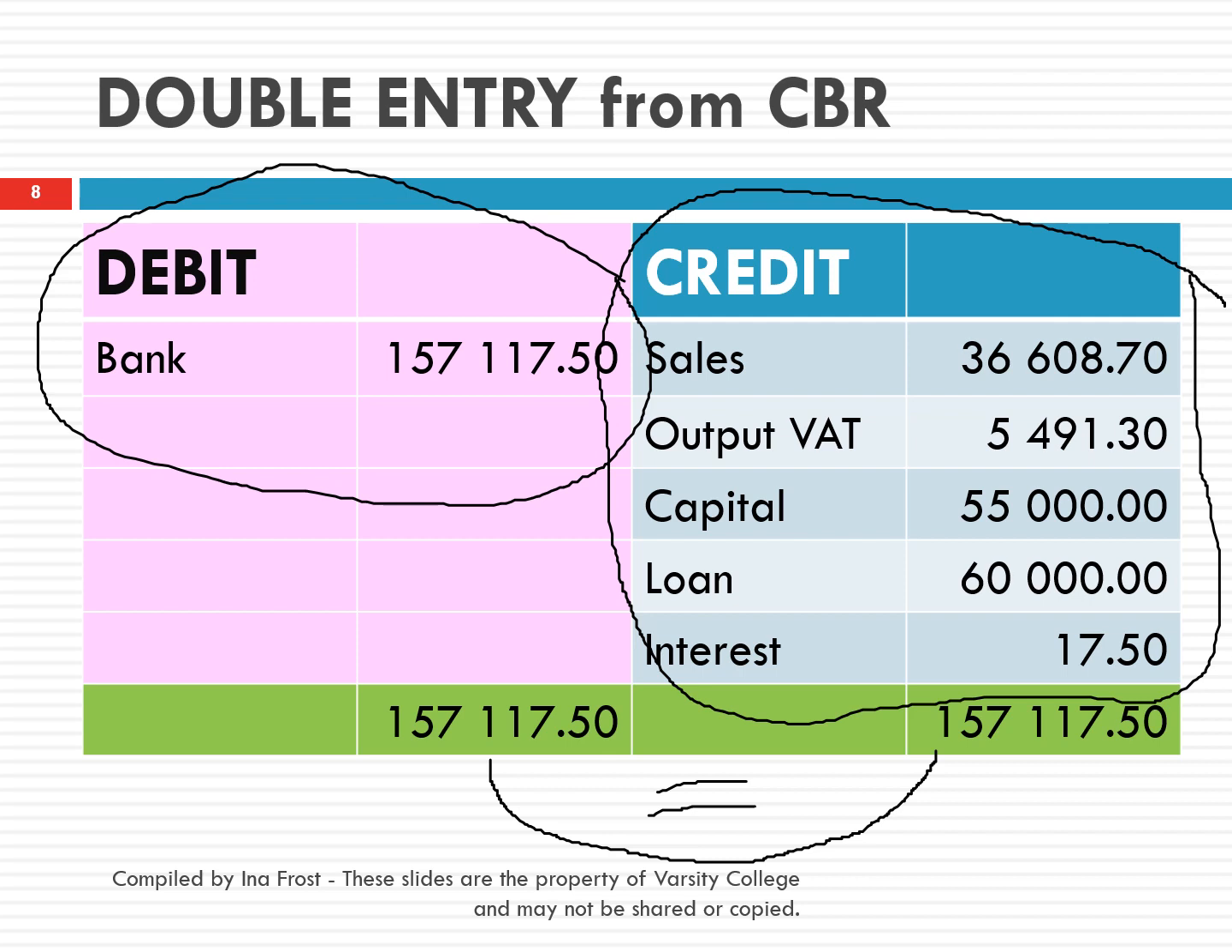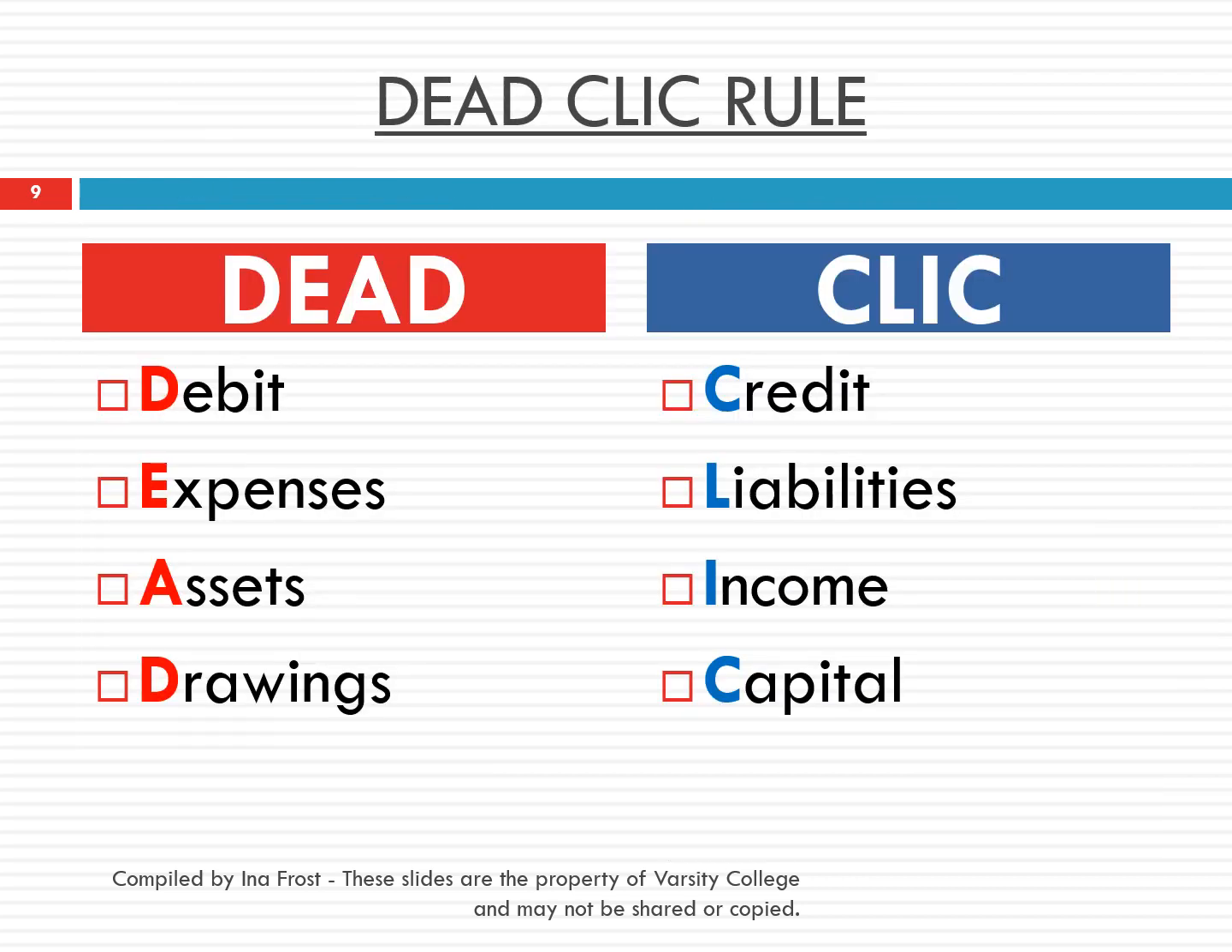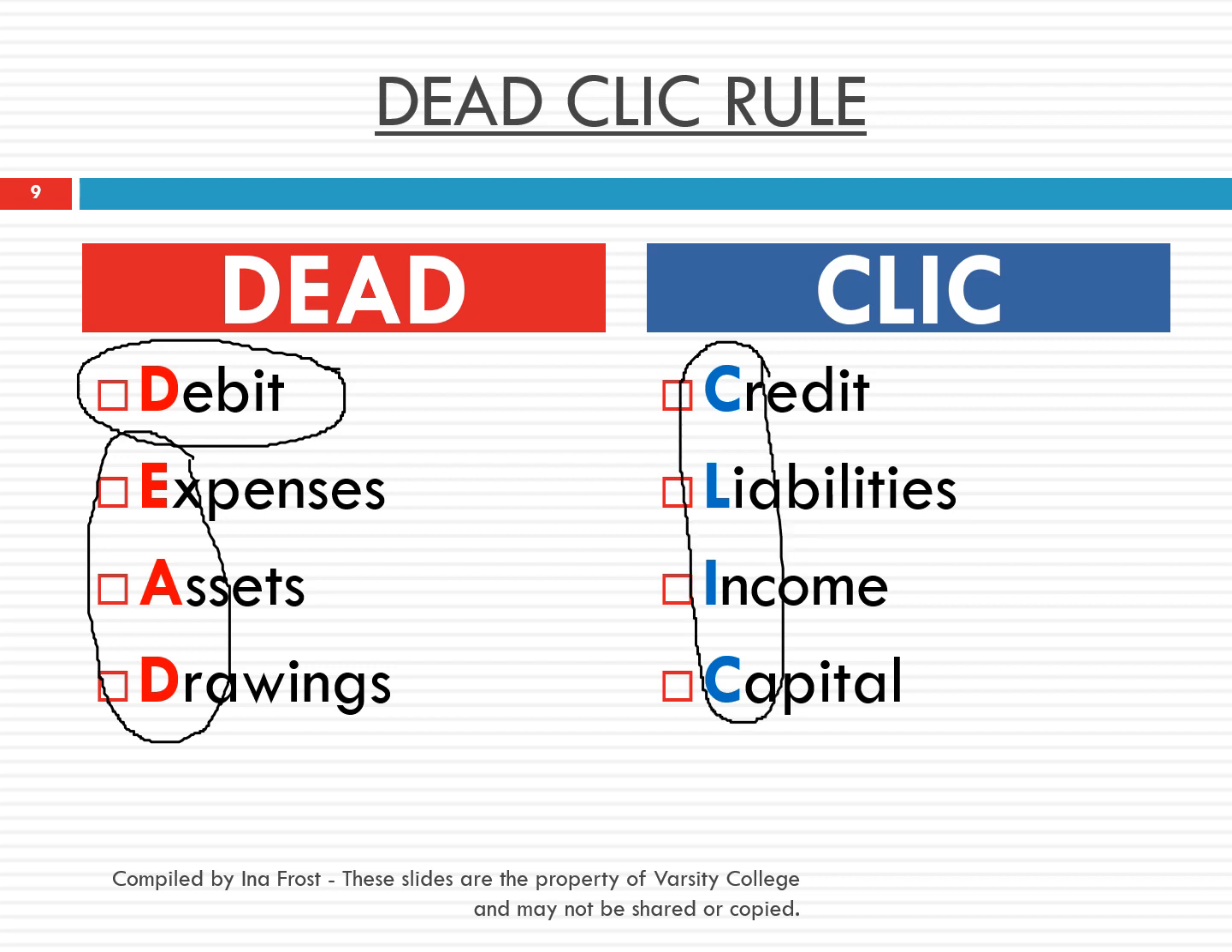Now, how do I know what to debit and what to credit? Remember to always use your debt click rule so that you are clear on what do I have to debit and when do I have to debit these accounts and what do I credit. So remember again, on the debt side, it means we are going to debit our expenses, assets and drawings, and we credit our liabilities, income and capital.